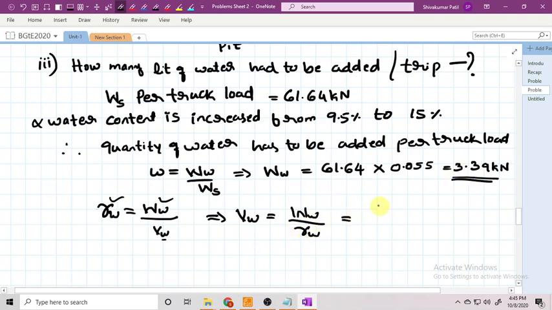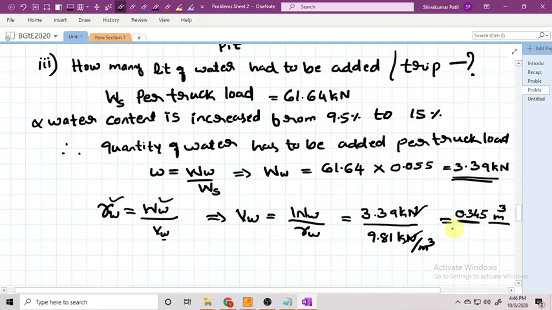So what is the weight of water? 3.39 kilonewton divided by unit weight of water. So unit weight of water is 9.81 kilonewton per meter cube. Okay, so kilonewton will get cancelled, and whatever answer you will get, that will be in terms of meter cube. So 3.39 divided by 9.81 will give you 0.345, 0.345 cubic meter.